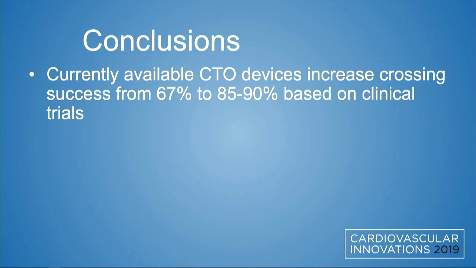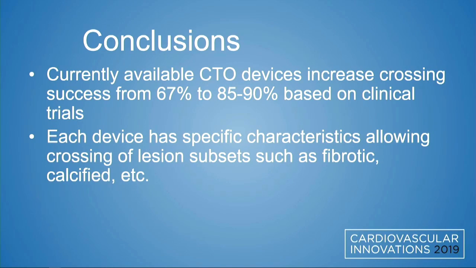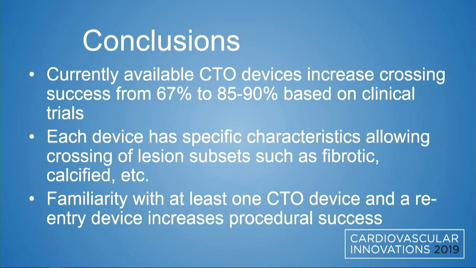So in conclusion, currently available CTO devices increase the crossing success from 67 to probably about 90%. These are statistically what the numbers for these devices have shown. Each of these devices has very specific characteristics, whether they do better for fibrotic lesions or calcified lesions, et cetera. My advice, though, is to get yourself familiar with one true lumen or two true lumen devices and get really facile with a reentry device, because even in situations where it looks like you can go retrograde, there are times when you need the two wires to connect.